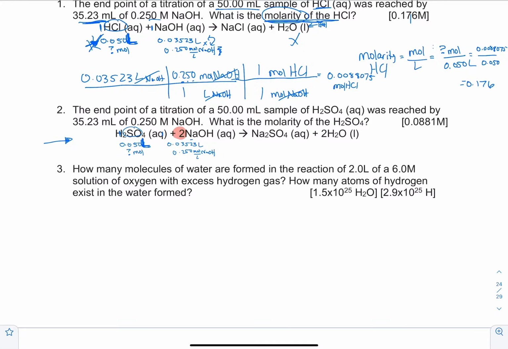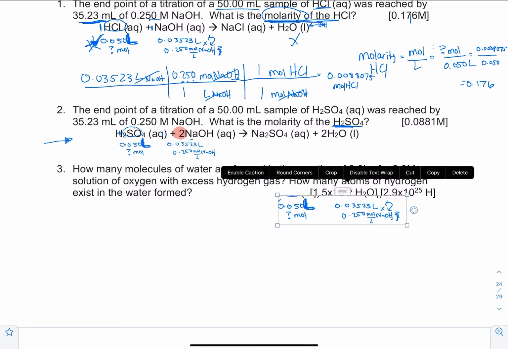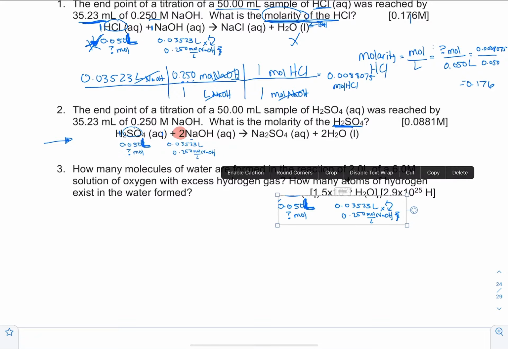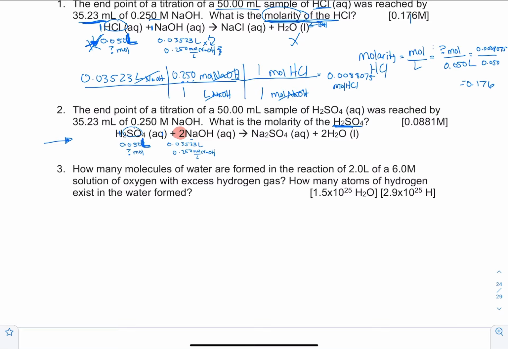And again, it's asking me about that H2SO4, just like that last thing was asking me about H2SO4. And so all I'm going to do is the same exact setup. So I'm actually going to copy this whole setup right here. Make it a little smaller to fit. But what I'm doing is I don't go to moles of HCl. This time I'm going to moles of H2SO4.